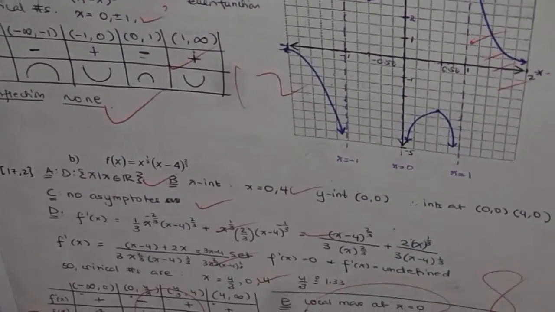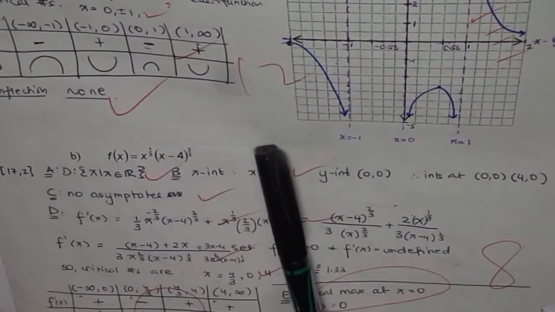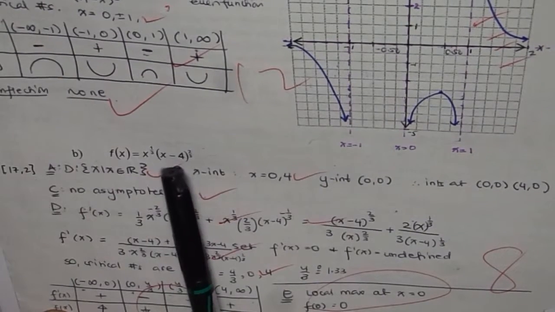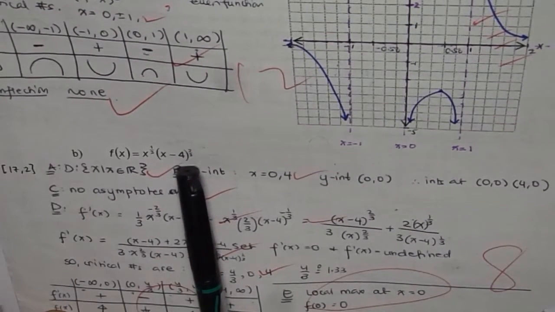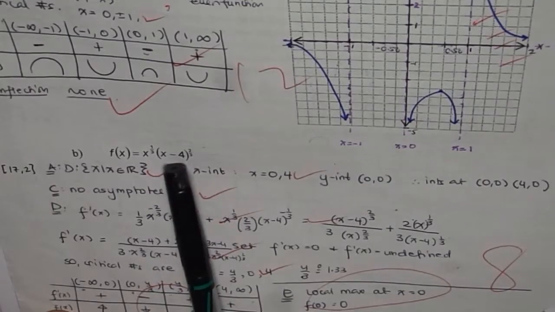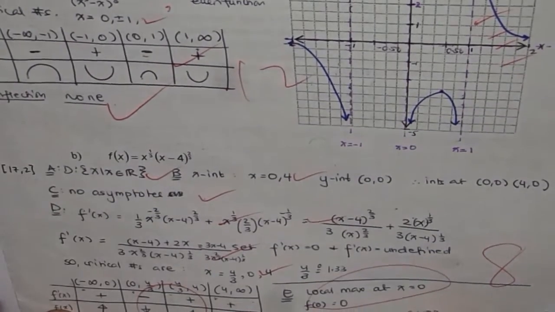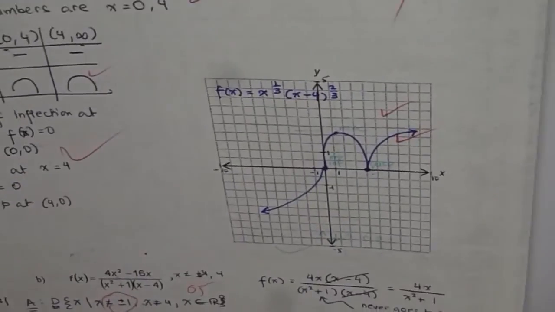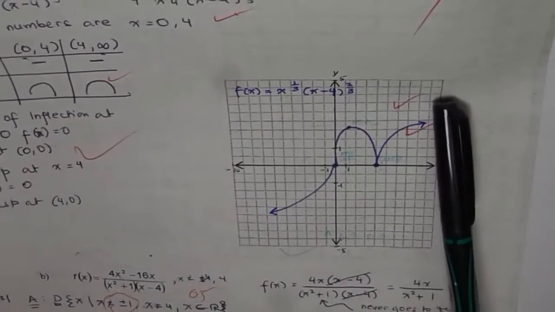So the question in the test is f of x equals x to the power of 1 over 3 times (x minus 4) to the power of 2 over 3. I've slightly changed this value just to give you a variation. So here is part of the solution, and the graph of the function looks something like this.